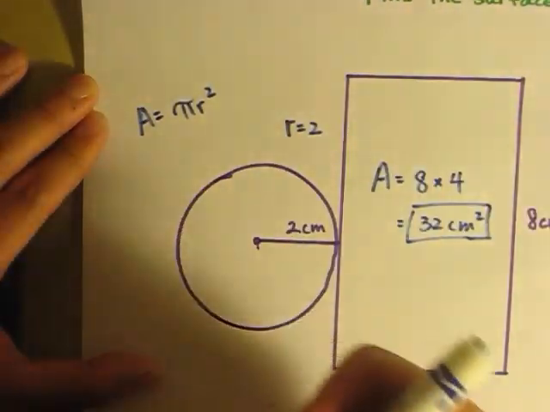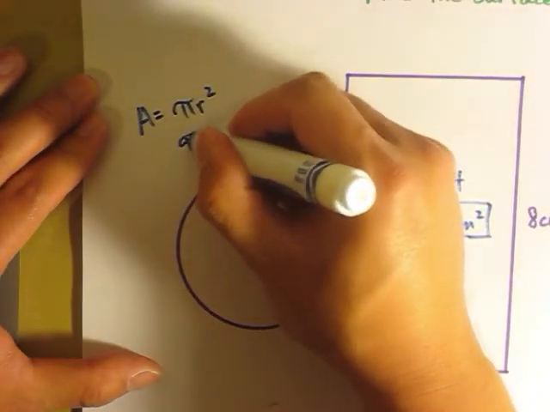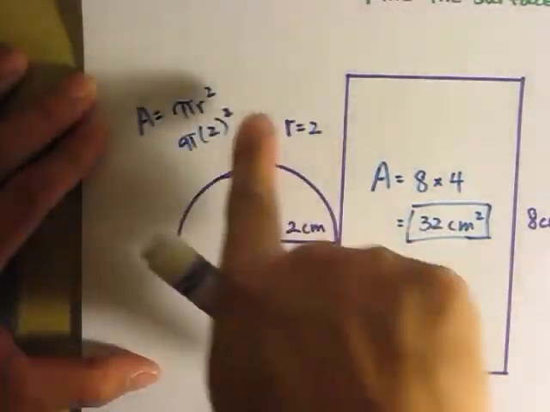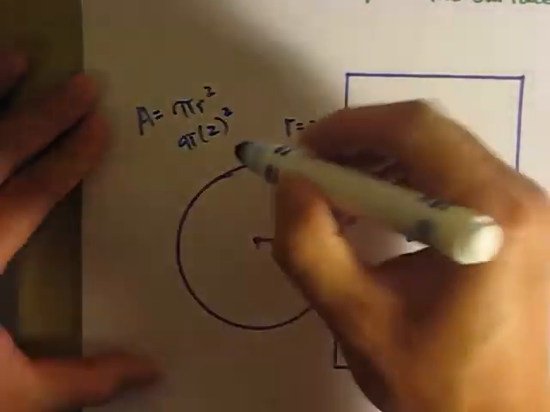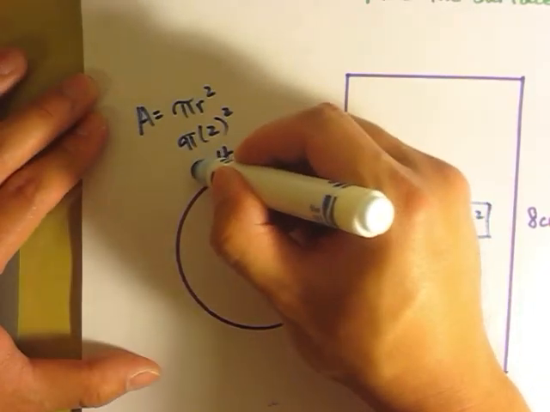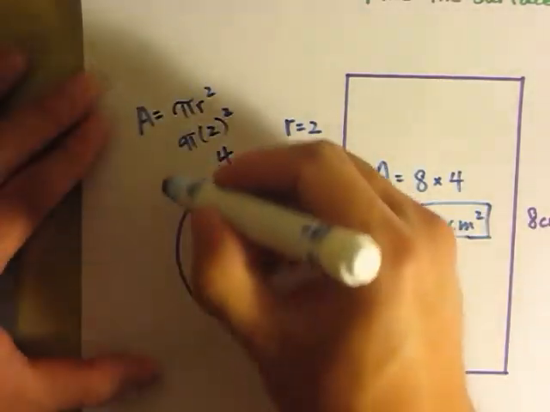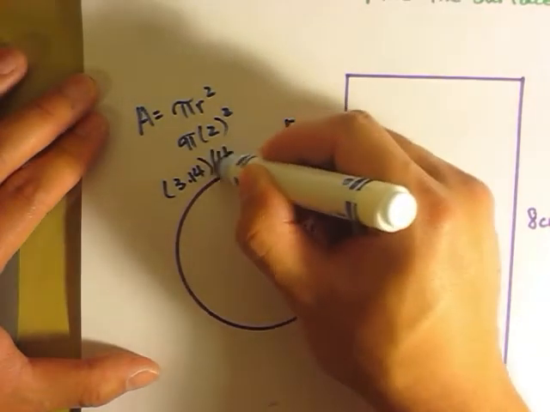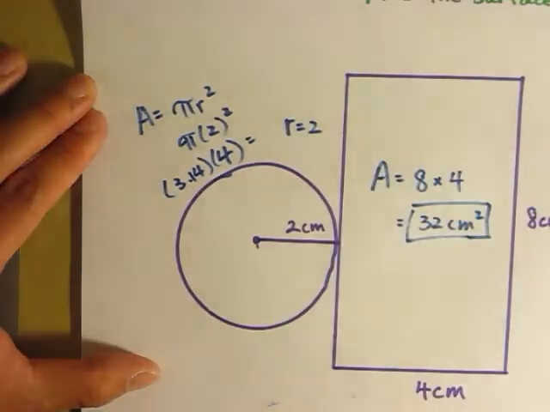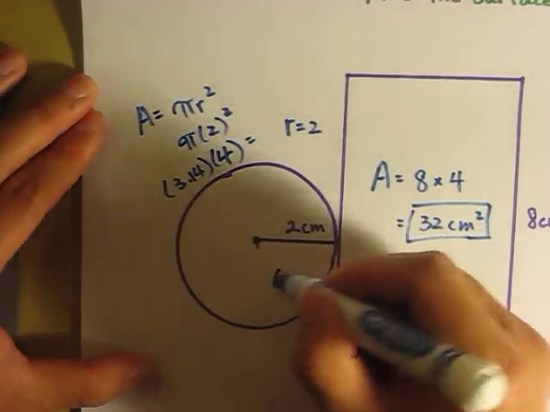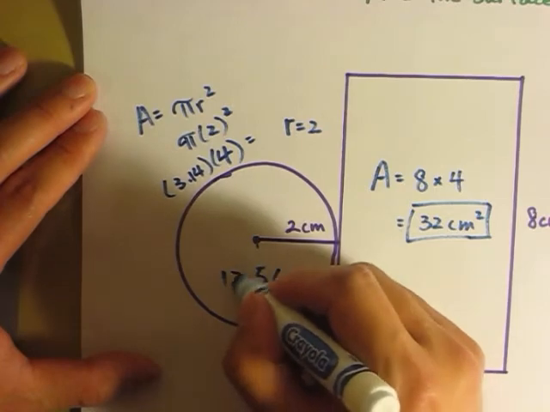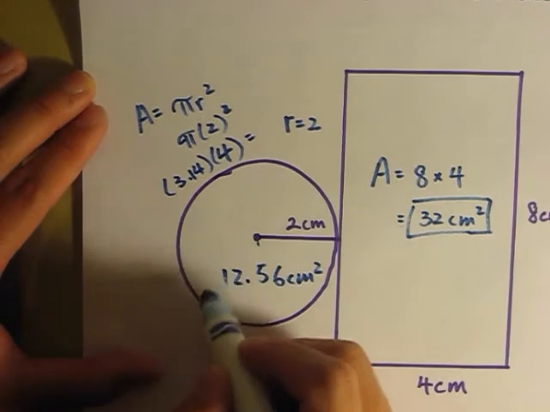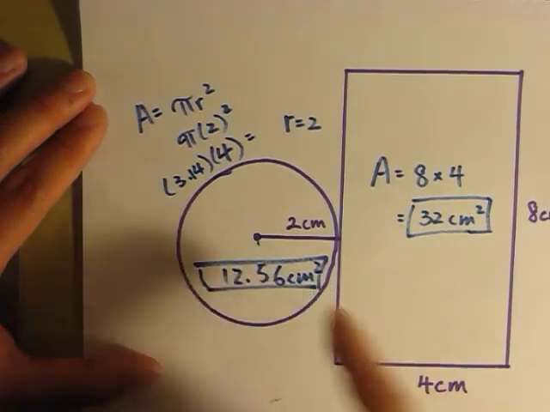Now we're just going to plug it into the formula. So we have pi times 2 squared. Order of operations tells me that we have to do the exponent first. So 2 squared is, 2 times 2 is 4. 4 times pi, we're going to use 3.14 instead. So we're going to have 3.14 times 4. Okay? 3.14 times 4, that's going to be 12.56 centimeters squared.